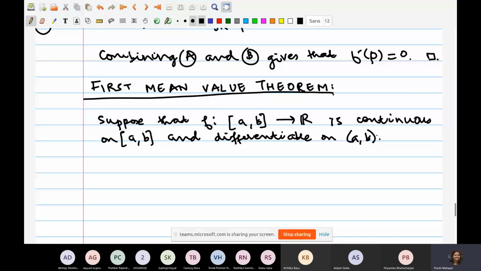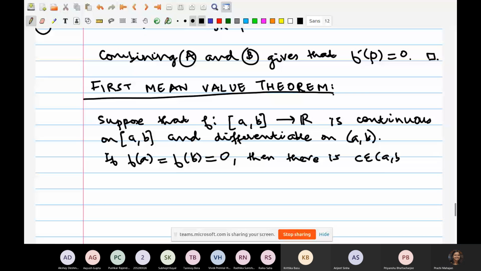Okay. So f is differentiable on (a, b), that is, everywhere except possibly at the endpoints a and b. Yeah. So if f takes both a and b to 0, then there is a point in the open interval (a, b) such that the derivative of f at that point is 0. So what is this saying?